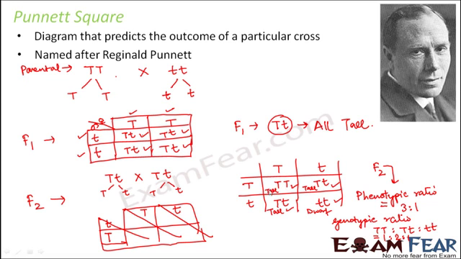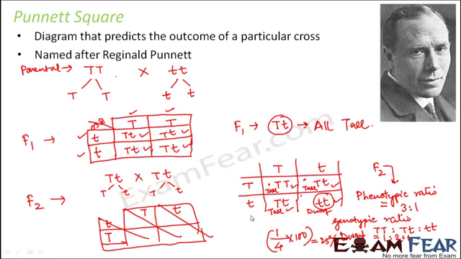Correct? So if I ask you what percentage of the F2 individuals are going to be dwarf, you can find that because only one is dwarf. Which one is dwarf? This one is dwarf, so only one is dwarf. And how many total are produced? 1, 2, 3, 4, so 1 out of 4. So 1 by 4 into 100. So that is going to be 25%. So 25% of plants are going to be dwarf in the F2 generation.